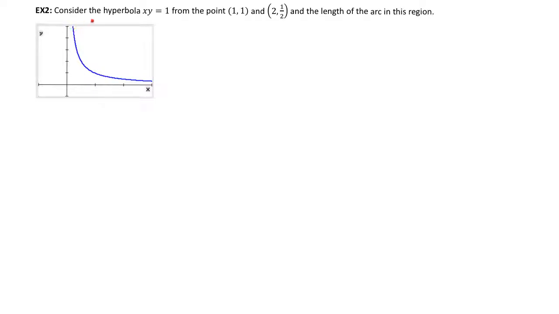In this example, they're asking us now to consider the hyperbola x times y equals 1. Now you only see one branch of the hyperbola because I only drew the part that is relevant given the two conditions. They're telling us that we want the part of the hyperbola that is between (1, 1) and (2, 1/2). Namely, that means if this is 1, that takes us to this point on the graph. If this is 2, that will take us to this point. So we just want to find the length of this piece of the graph.